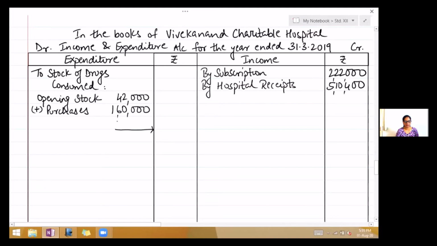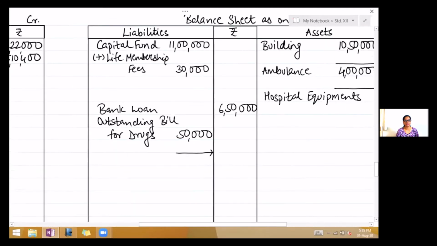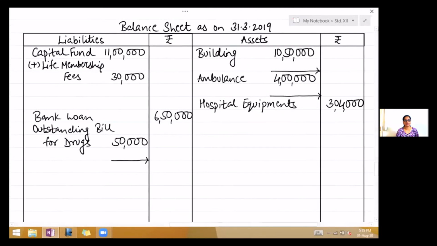And what will we do with that 40,000? Come to the liability side of the balance sheet. We have written their outstanding bill. So that outstanding amount was 50. Of that, 40,000 has been paid off. So you will write less paid off 40,000. So still outstanding 10,000 in the outer column.